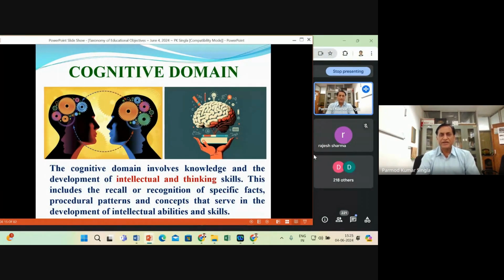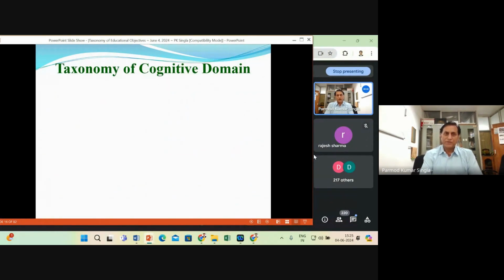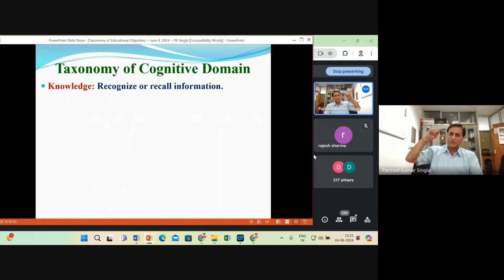Cognitive domain, as I mentioned, deals with the intellectual and thinking skills, thinking abilities. This includes everything from recognition to creativity. We will come down to that. First of all, let us go a little faster now on the taxonomy of the cognitive domain. We have three domains: cognitive, psychomotor, and affective. We go one by one. First of all, let us focus on the intellectual capability, the cognitive domain.